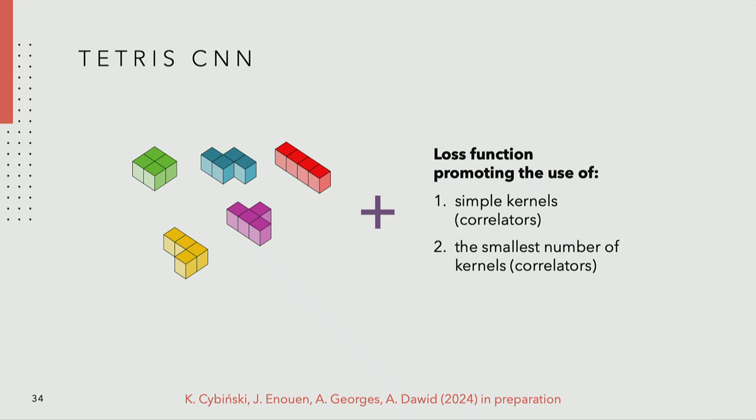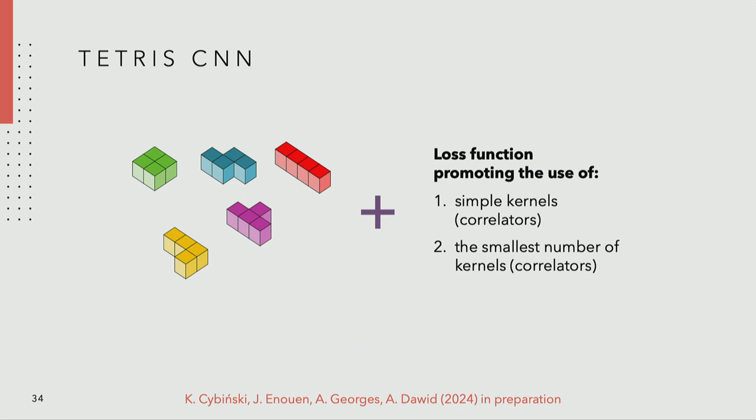Normal CNNs have kernels of fixed size, I mean per layer. You can play with that, it's a hyperparameter, but in general, they have regular shapes. What we suggest, let's do something crazy, and hopefully in a second you will see why. Let's use kernels of different shapes, different sizes, all in one go, so they create parallel paths of processing the data with different kinds of shapes and kernels. And let's, on top of that, train them with a loss function that promotes use of simple kernels and the smallest number of kernels.